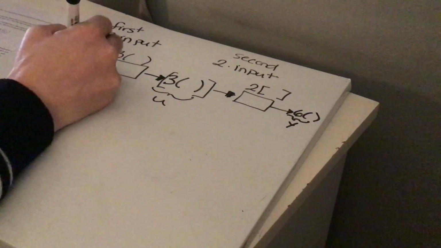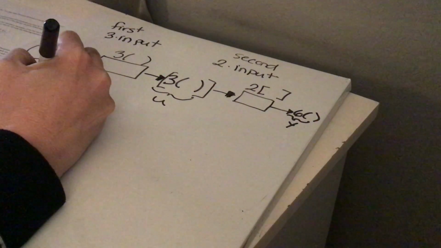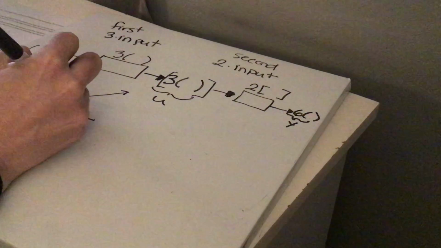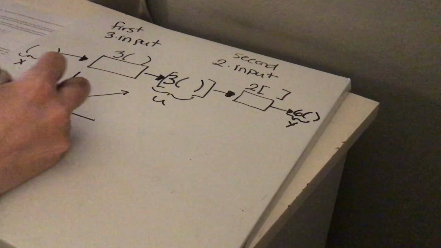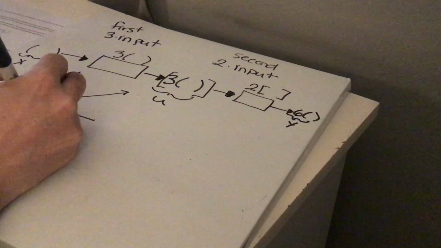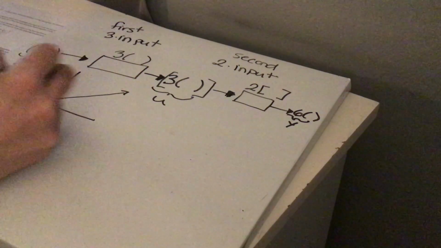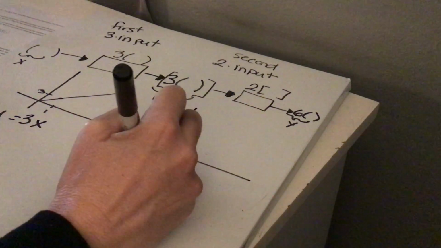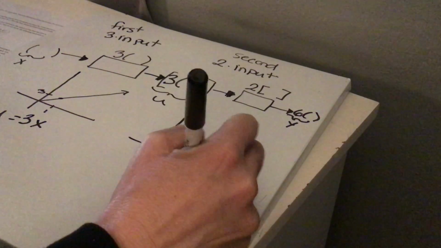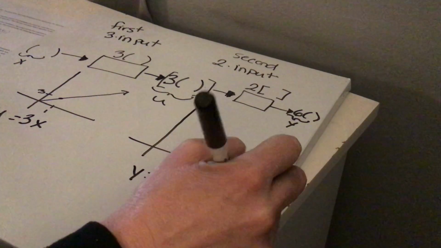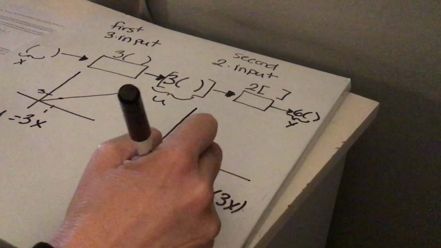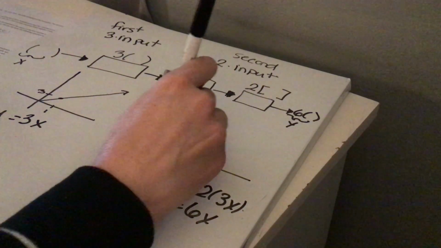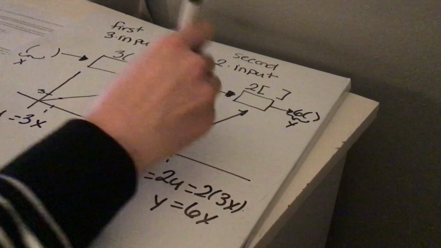So looking at it as a graph, 3 times an input looks like this. So here's 1, this would be 3. So what this is saying is that this is 3 times the input, which is u. Then I go along and I say, y is going to be 2 times u, which is 2 times 3x, or 6x. So it looks like this now.